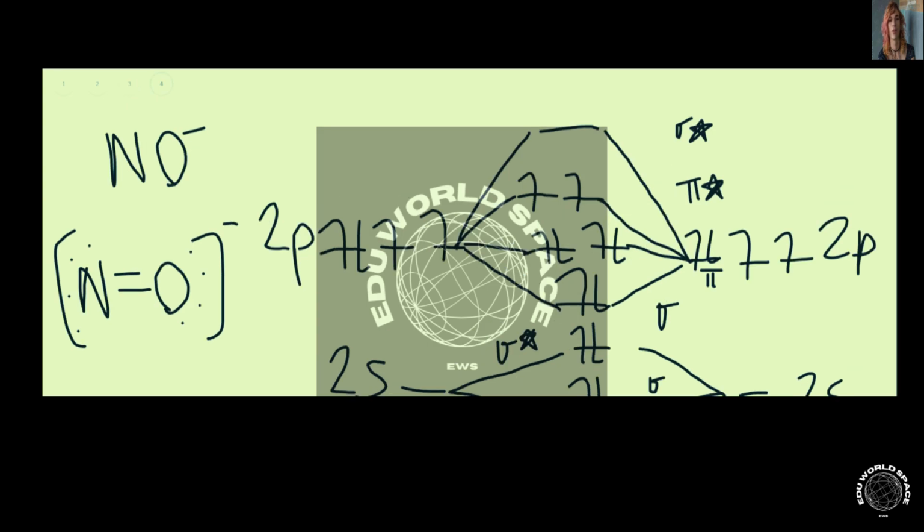Finally, in NO minus, we have the exact same molecular orbital diagram, but instead of one pi star electron, we have 2 pi star electrons. We have 2 electrons in that anti-bonding pi star orbital. So we have 8 electrons in bonding sigma or pi orbitals and 4 electrons in anti-bonding sigma star or pi star orbitals. So 8 minus 4 gives us 4, and 4 divided by 2 gives us a bond order of 2, which agrees with the Lewis structure where we have a double bond.